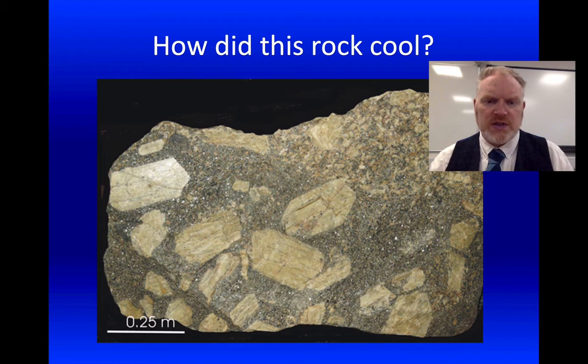Now, when we look at this initially, we can see that it's porphyritic. We've got some large crystals, large phenocrysts, these are actually a feldspar, surrounded by a ground mass of finer grained minerals, which includes minerals like mica, quartz, more feldspar, and maybe even a little bit of augite in there as well.